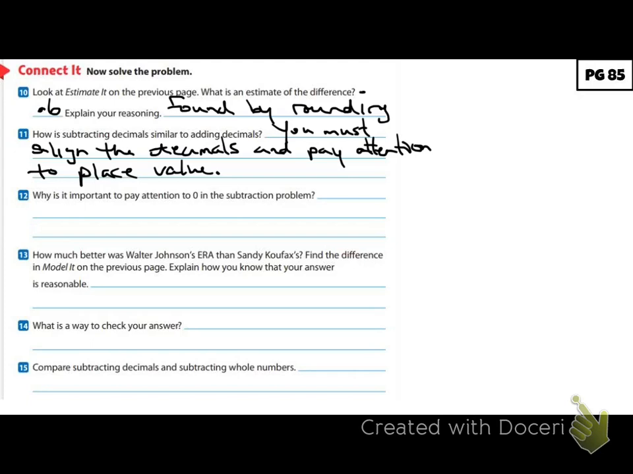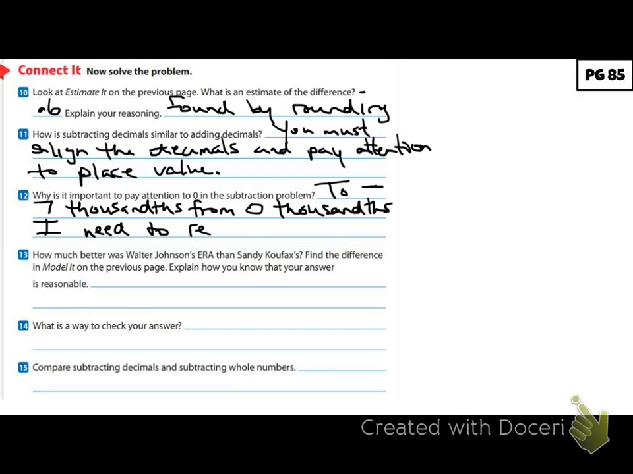Why is it important to pay attention to 0 in the subtraction problem? Well, to subtract 7 thousandths from 0 thousandths, I need to regroup 1/100th.